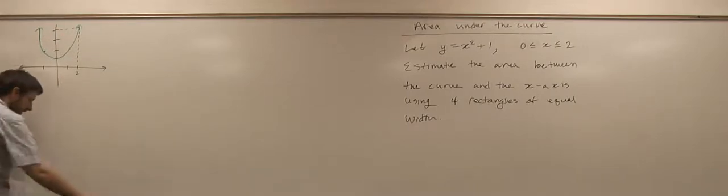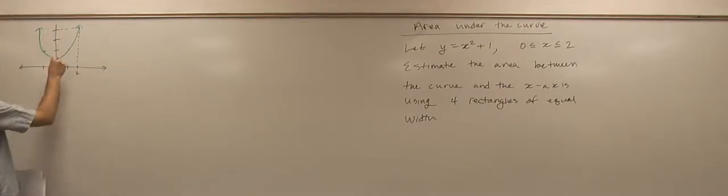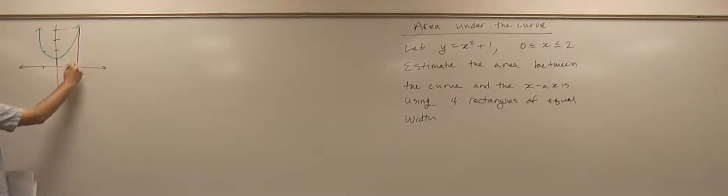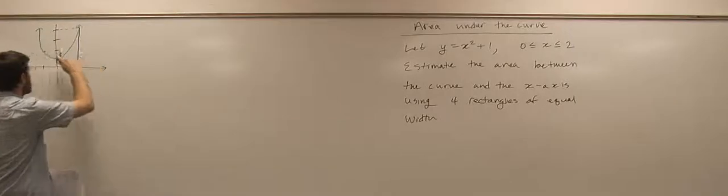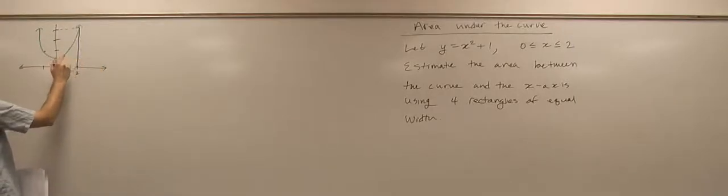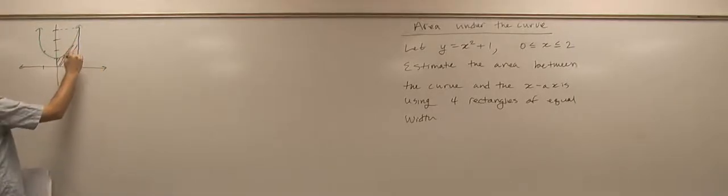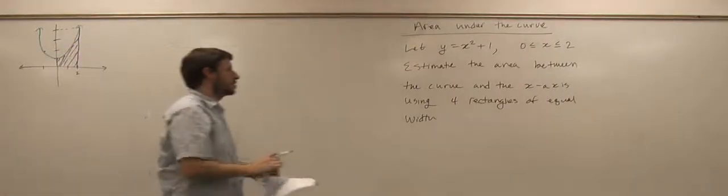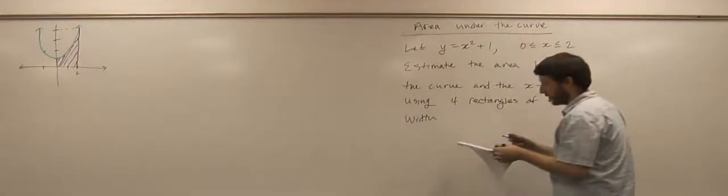I want to estimate this area here, 0 to 2, the area between the curve and the x-axis. So I'm trying to get an estimate of this area. It tells me to do it by drawing 4 rectangles of equal width.